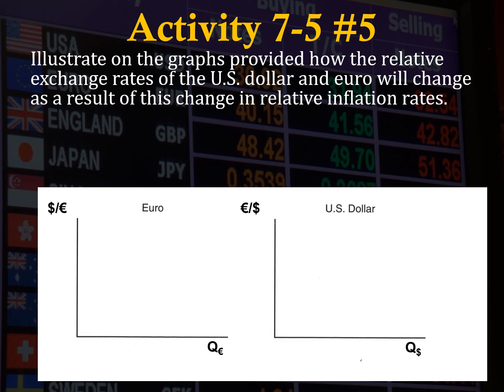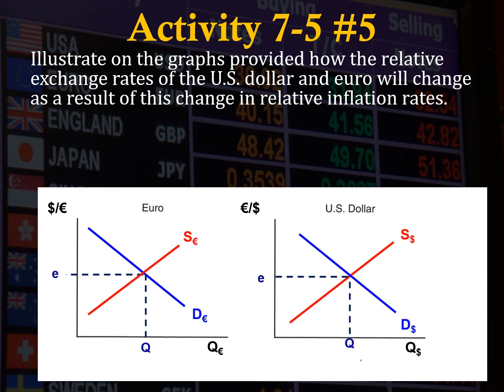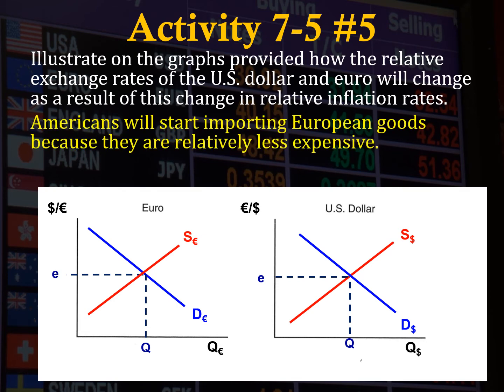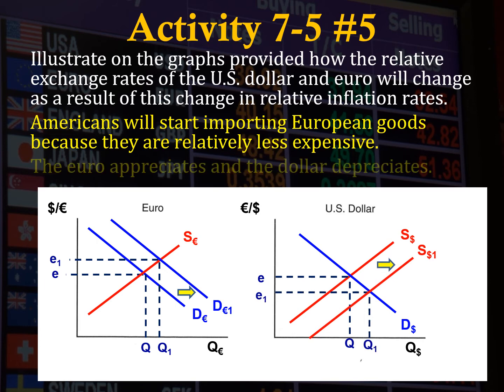5. Illustrate on the graphs provided how the relative exchange rates of the dollar and euro will change as a result of this change in relative inflation. So we start out with the graph of the euro on the left. That's dollars per euro. On the graph on the right, it's the US dollar, so that's euros per dollar. Because of higher inflation domestically, Americans will start importing European goods because they are now relatively cheaper. To get those European goods, that's going to increase the demand for the euro. To get those additional euros, the US is going to have to supply more dollars. So the euro gets stronger, the dollar gets weaker.